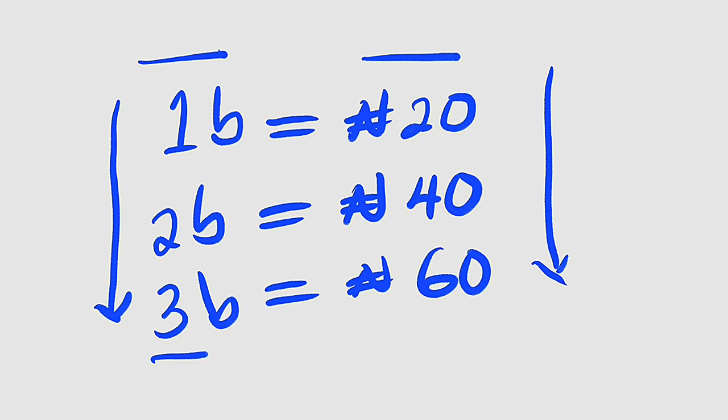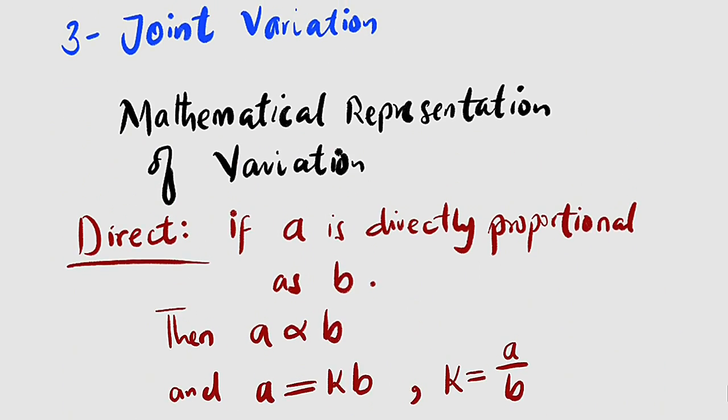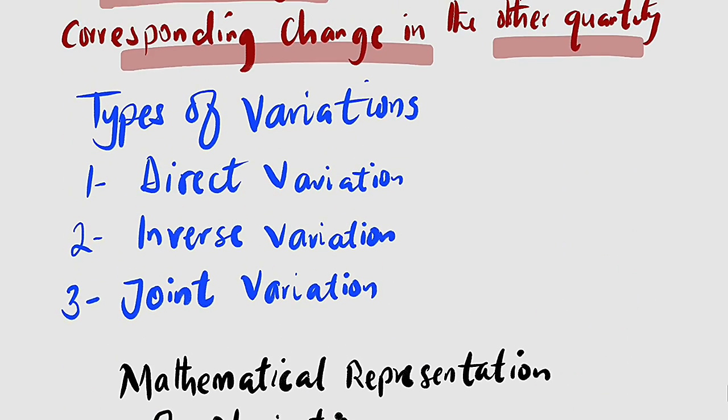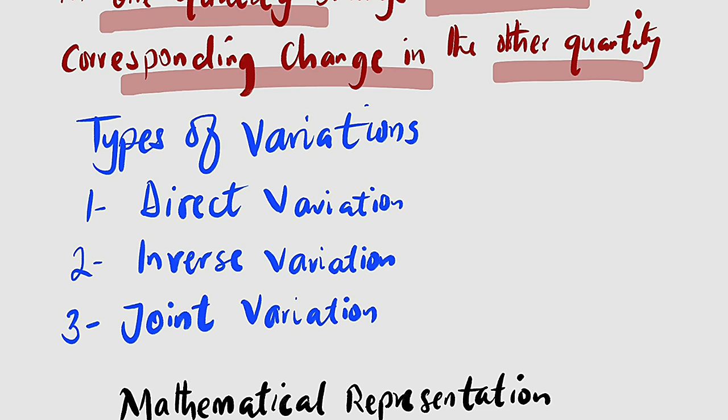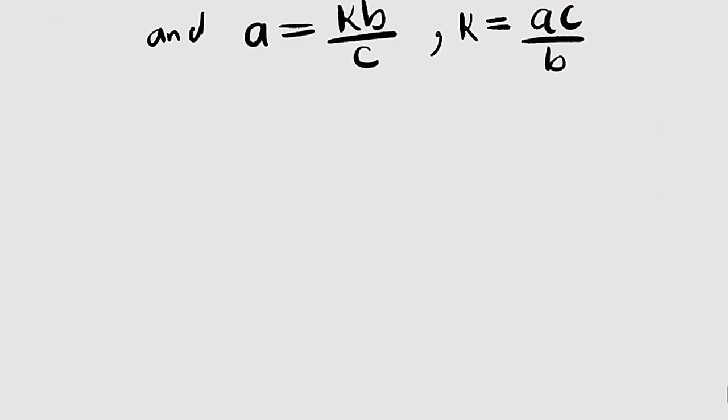Let's continue. So we have basically three types of variations. Though we have another one which is called partial variation, we're going to treat that one at the end of this chapter. So the three basic types of variations are direct variation, inverse variation, and the joint variation. Let me talk about direct variation first.